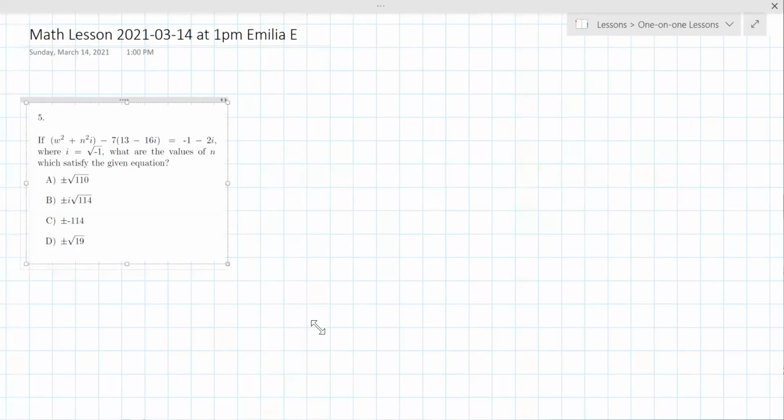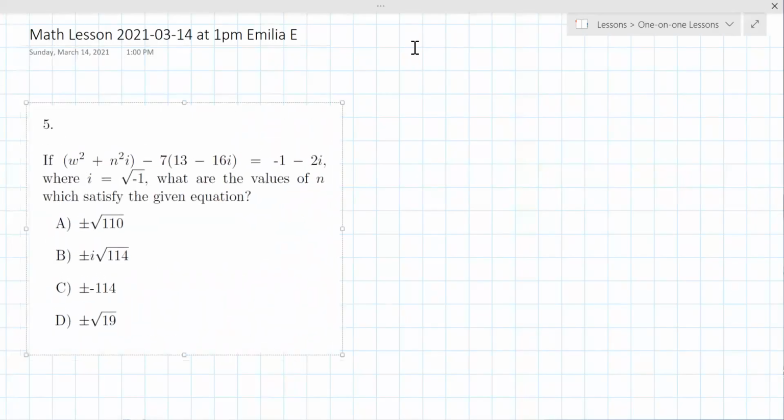Okay, so if you're seeing my screen, you see the question written here. If w squared plus n squared i minus 7 times 13 minus 16i equals -1 minus 2i, where i is equal to the square root of -1, what are the values of n which satisfy the given equation? So any idea how to start here?